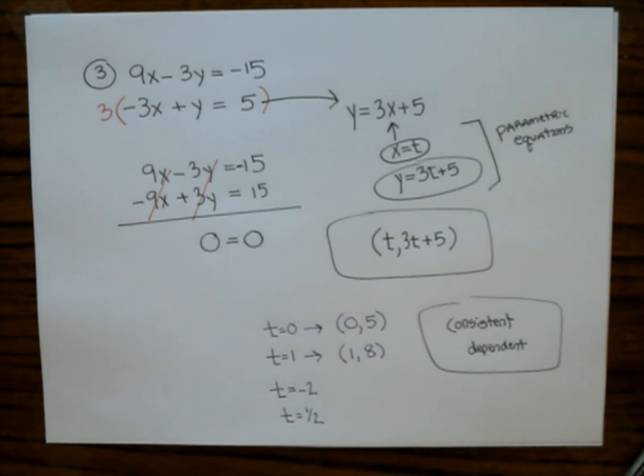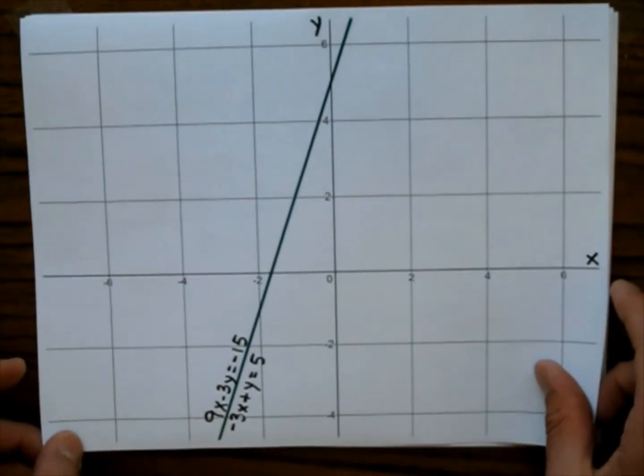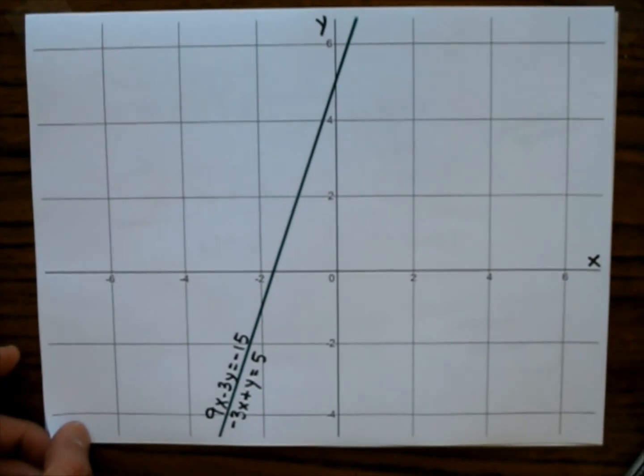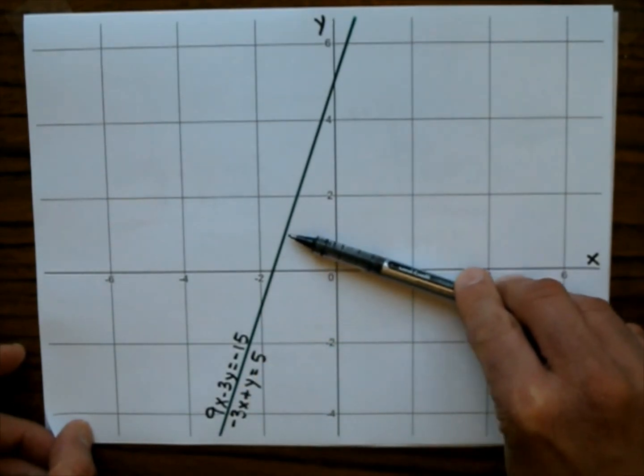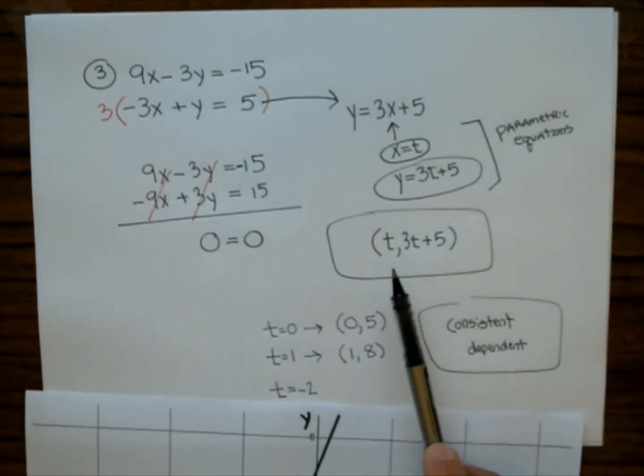So what does this look like? I went ahead and graphed both of these lines, and remember we said they were the same line, so that's the line that I get. I get this line. And there's infinitely many points on the line. We've described all infinitely many points by saying that right there.